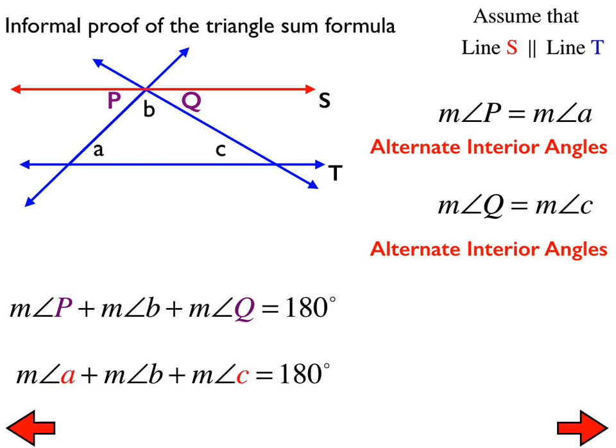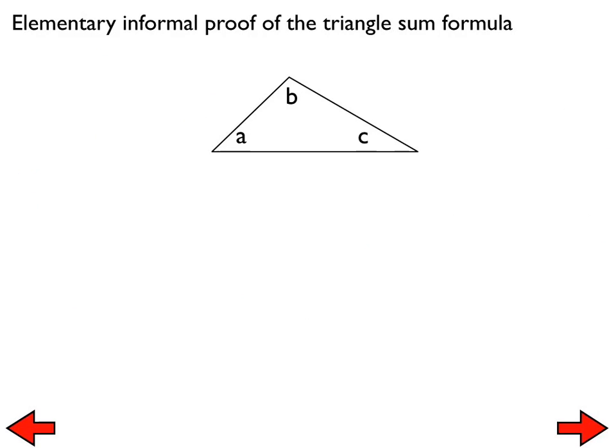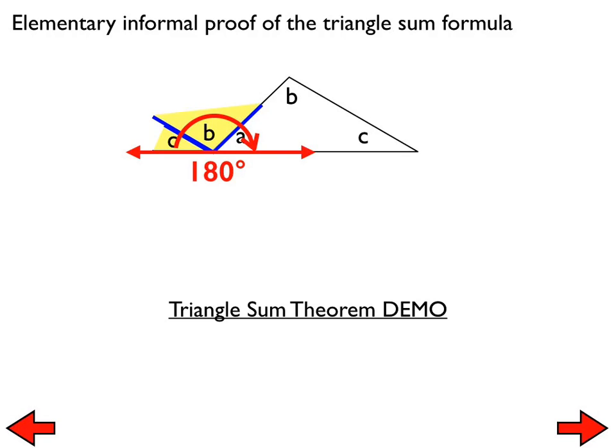And that would look something like this. If I take my triangle and I cut off angle B and put it next to angle A, and then if I cut off angle C and move it over there next to angle B, I have basically a supplementary situation there. Angle B and angle C and angle A clearly have to add up to 180. So that's just kind of an elementary proof of that.